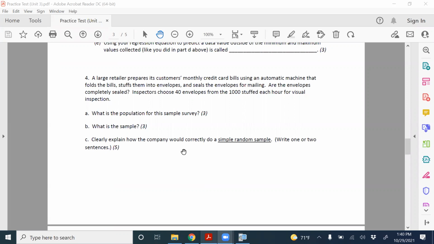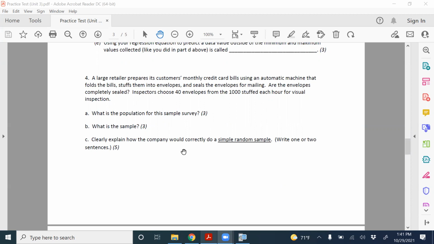They're dealing with customers' monthly credit card bills using an automated machine that folds bills, stuffs them in envelopes, and seals envelopes for mailing. Are the envelopes completely sealed? Inspectors choose 40 envelopes from the 1,000 stuffed each hour for visual inspection. So the population is basically all the people who are customers of this credit card company, like maybe Bank of America or Wells Fargo or something like that. The sample obviously is going to be the 40 envelopes that they pick.